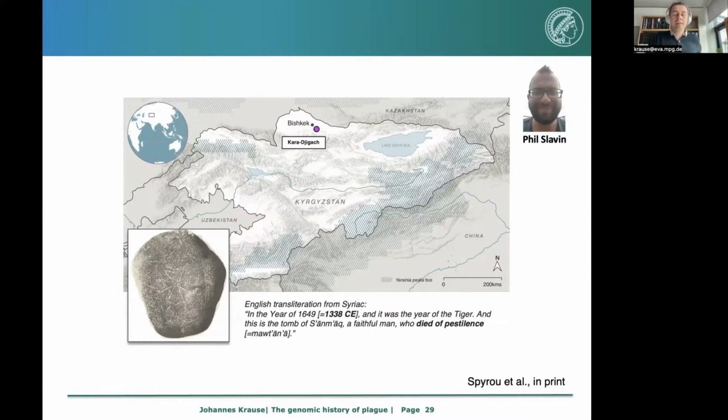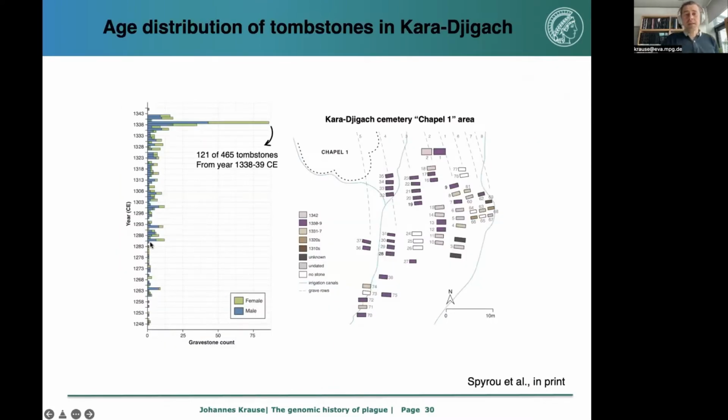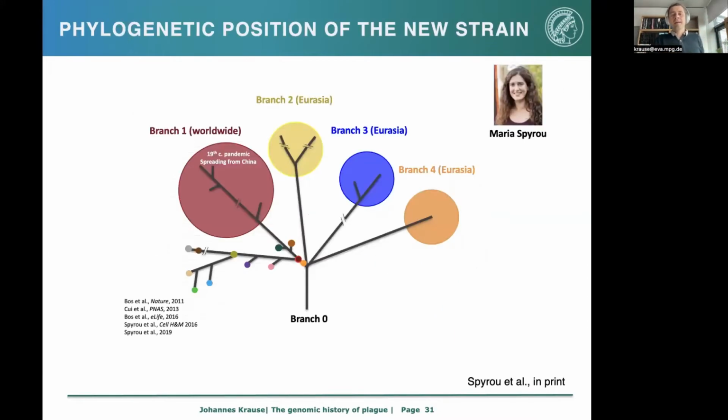So we're really lucky and really happy that we could, in fact, track down the skeletons from the collection in St. Petersburg and look for plague DNA in them. The first thing that we noticed, that Phil had already noticed before, was that when you look at the cemetery and at the tombstones and when people died, that's actually the years here, you can see how many people died in each year. There's this huge accumulation in 1338. A lot of people died in 1338, which is only 8 years before the Black Death in Europe. So that was already an indication that maybe something happened in 1338, 1339.